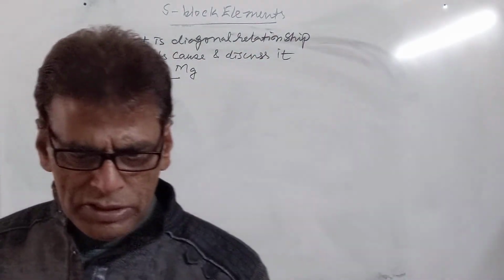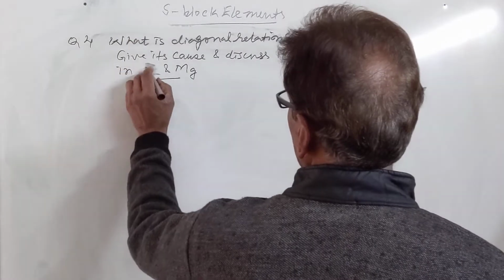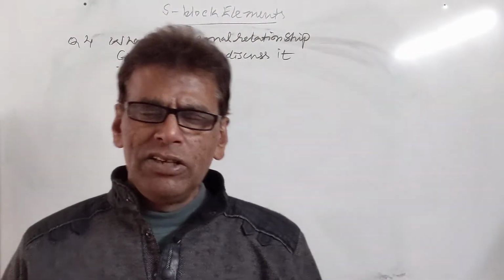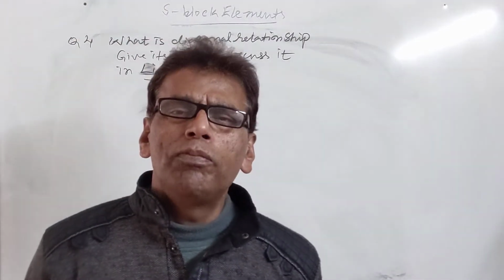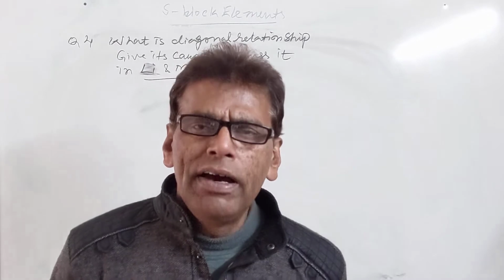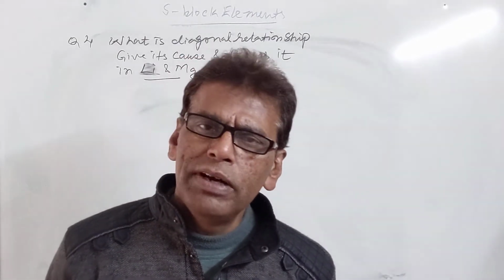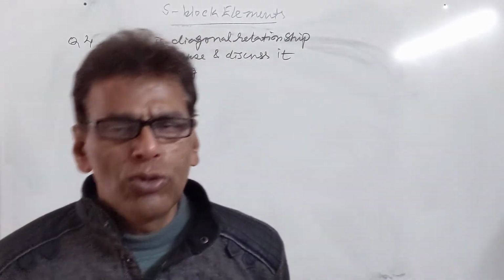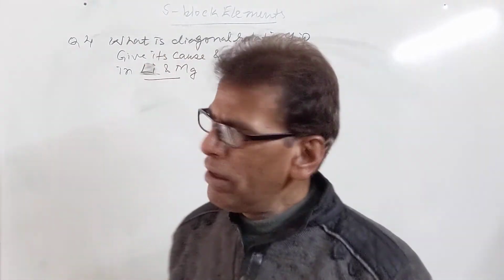Diagonal relationship is defined as the resemblance in the properties of an element of a particular group of the second period and an element of the next group of the third period, or the elements of second and third period which are placed diagonally. They show resemblance in their properties. This is called diagonal relationship.